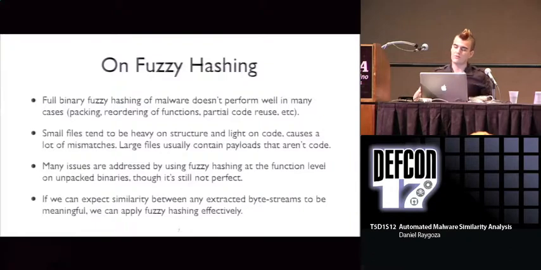The same is true sort of for large files. For large files, you end up with embedded payloads, whether it be like a decoy document or like a second stage or something like that. And again, you don't really care about that as much because you're looking for similarity in the code. So some of those issues are addressed by using fuzzy hashing at the function level.